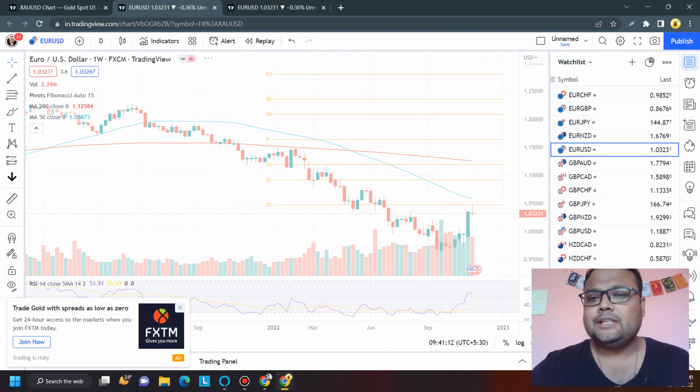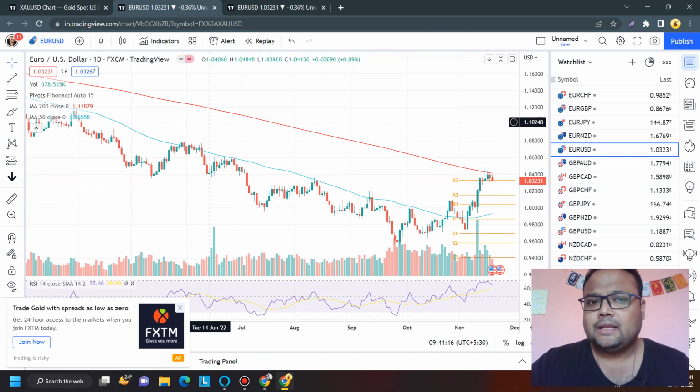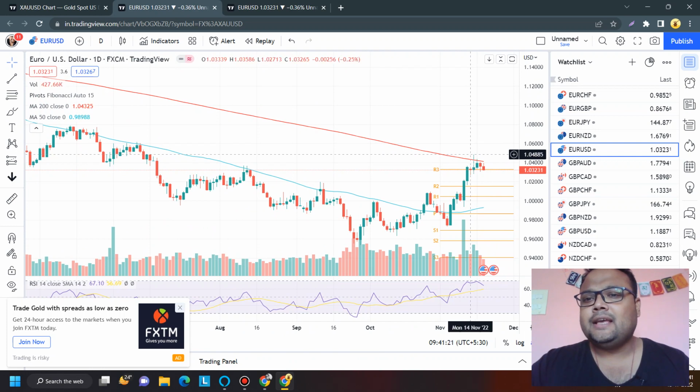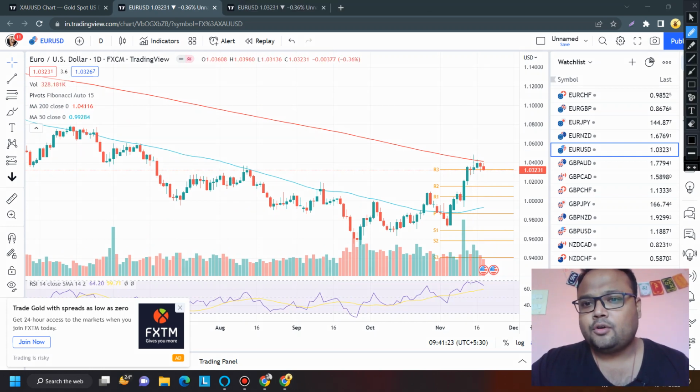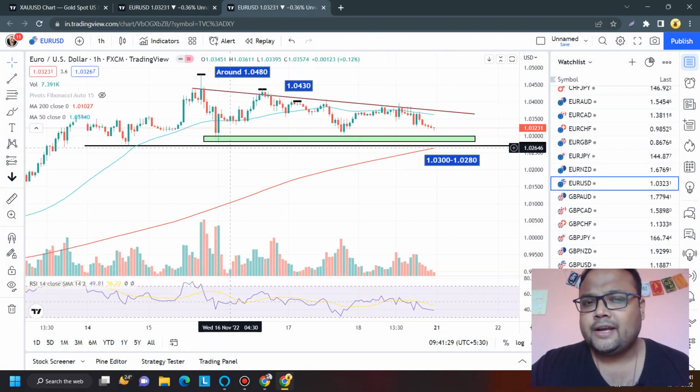And if we look at the daily chart, then on the daily chart we can see that the market is facing resistance around the 200 moving average. So the daily chart is also telling us the same story. The market will have to cross this level. That's it. Now let's jump to the 1 hour chart of Euro USD and let's try to find out what the trading opportunities are for Monday.